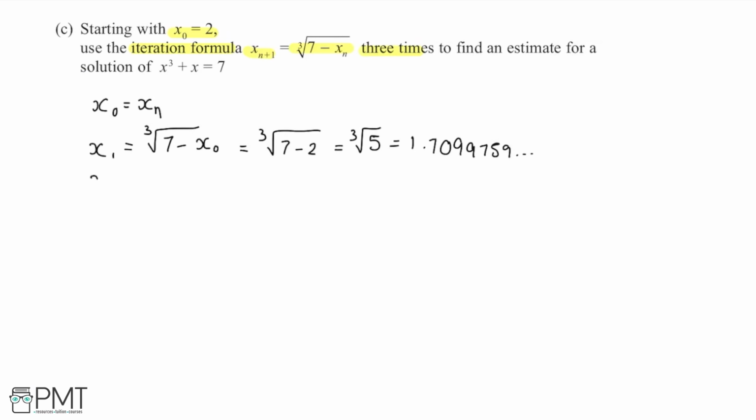We can then go on to find x2. So this is xn plus 1 when n is equal to 1. So finding the cubed root of 7 minus x1 this time. So the cubed root of 7 minus this value that we calculated before, but use the exact value that can be stored on your calculator.